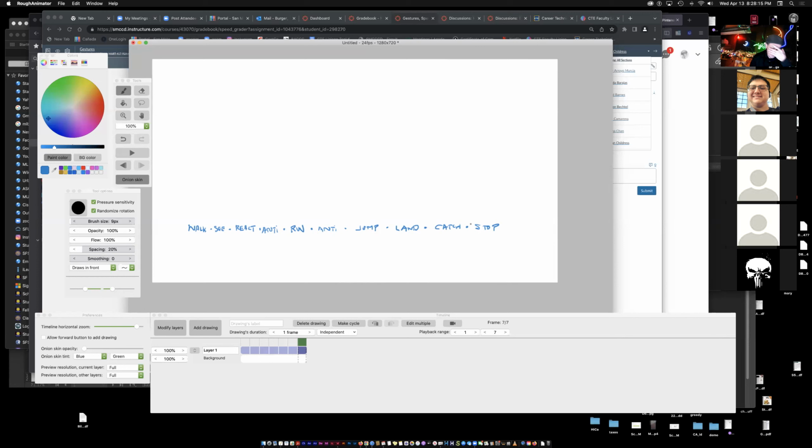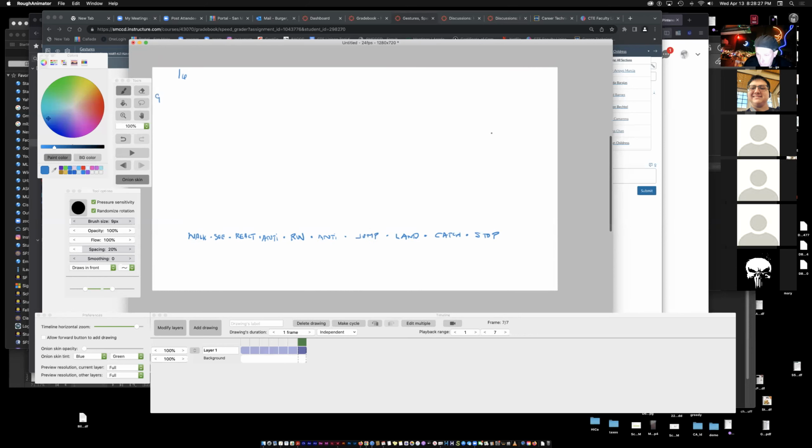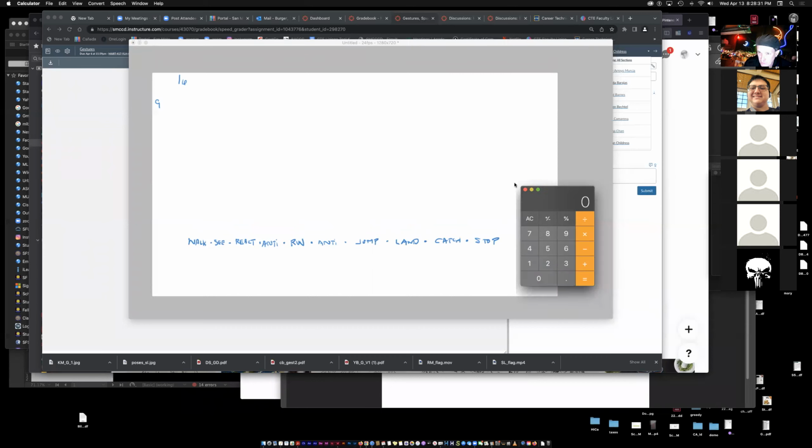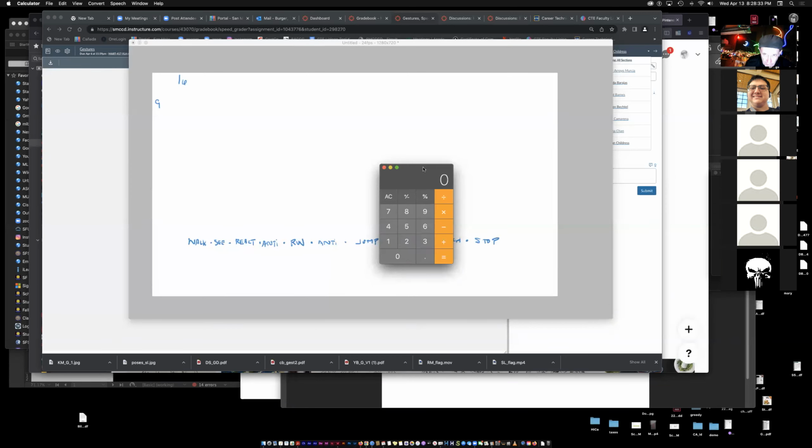All right, so what I've done is I've just drawn this out, and remember that in Rough Animator, this is 16 by 9. It's 16 by 9 because we said it was that way. In our calculator, we didn't do the other thing that we could have done. When we called up this project in Rough Animator, it was 1280 by 720. And that's exactly the same ratio.